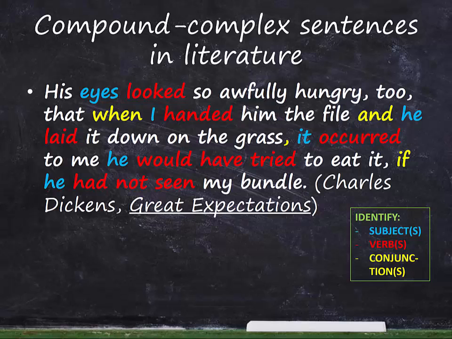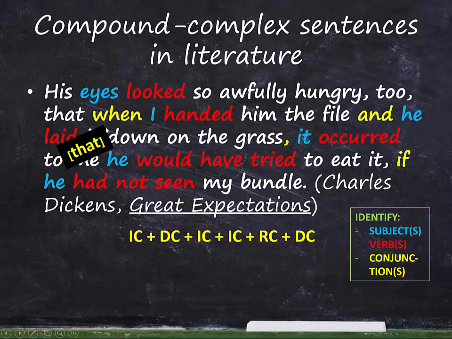There you go. Did you find the omitted that? There. It occurred to me that he would have tried to eat it. So let's see where our independent and dependent clauses are. The first clause has no conjunctions at the beginning, so that's easy, independent. The next one has an AWUBIS word, when, so it's dependent. Then we have a FANBOYS conjunction, independent. No conjunction, independent. Omitted that, which is a relative pronoun, relative clause. AWUBIS word, if, dependent clause.